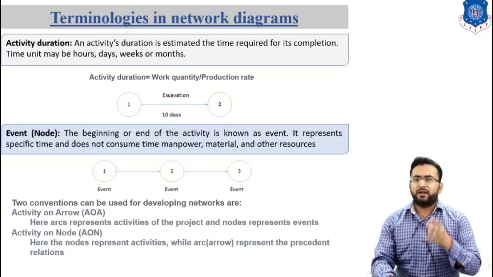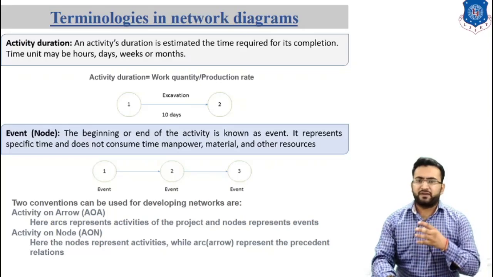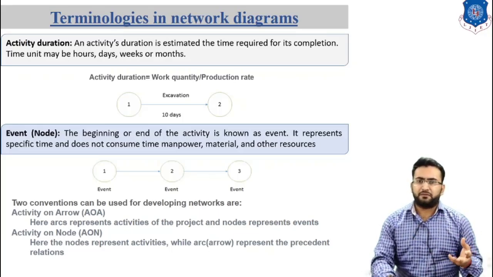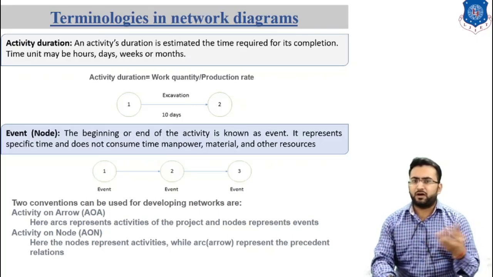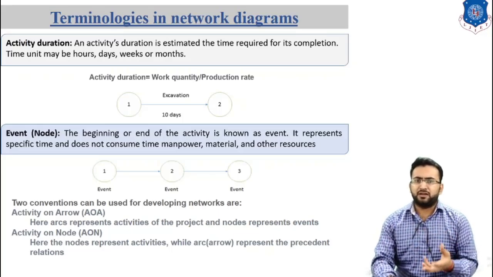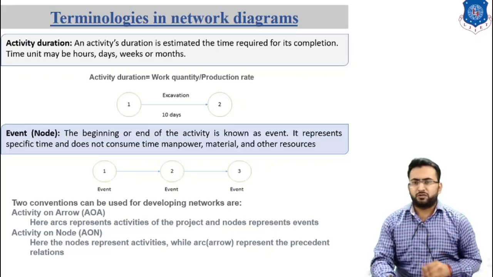So there are two methods for that: activity on arrow or activity on node. In activity on arrow, the arc is the representation of an activity of the project and the node represents the event. So what is a node? The beginning and end of an activity is known as an event. It represents a specific time and does not consume time, manpower, material or other resources. So a node is any starting or ending of an activity, known as an event.